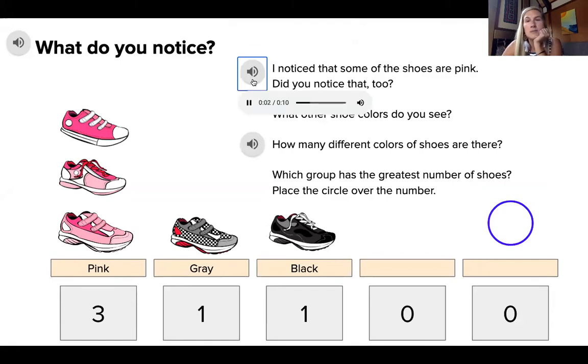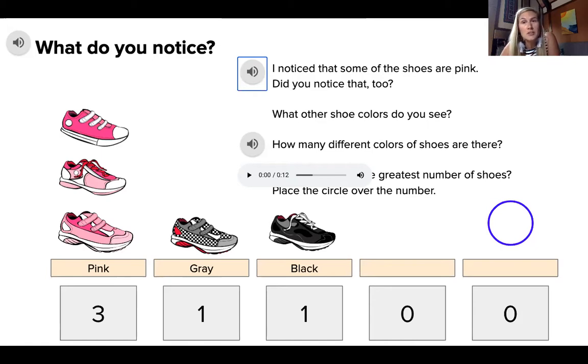I noticed that some of the shoes are pink. Did you notice that too? You can raise your hand. What other shoe colors do you see? You can raise your hand if you notice that some shoes are pink. And what other colors did you notice too? You can just say that out loud. Okay. And you can put it on pause if you want to still work on that question. So did you notice that some of the shoes are pink, and what other shoe colors did you see?